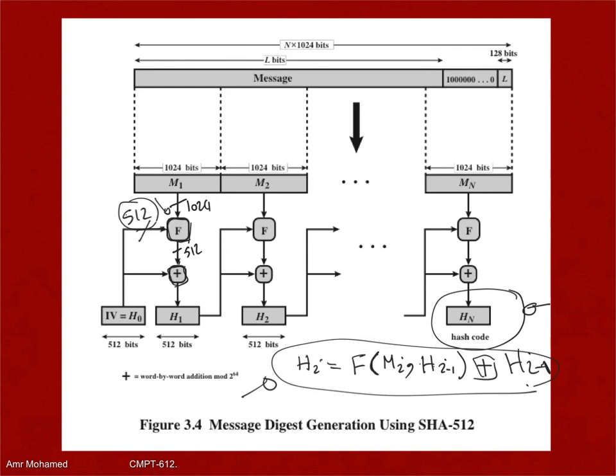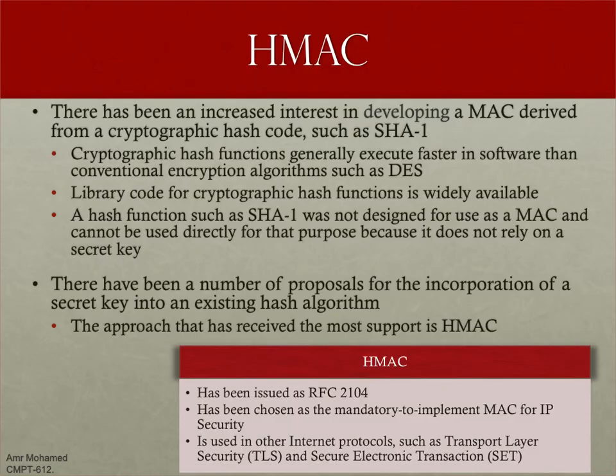So this is with regards to the hash. Now, as we said before, hash only performs the digital signature, but it does not produce an HMAC. The standard that uses hashing for producing the HMAC is called HMAC, which stands for hash-based message authentication code.